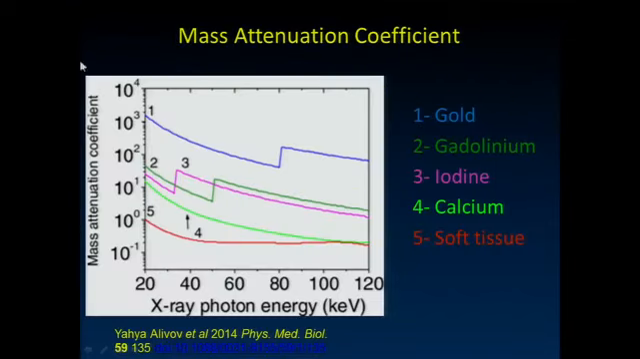So here's a mass attenuation coefficient. Before I was showing you cesium iodide and soft tissue. I just wanted to show you these. This is gold, this is iodine, this is calcium, this is gadolinium, and this is soft tissue. So someone tell me, sorry, what is this discontinuity due to?